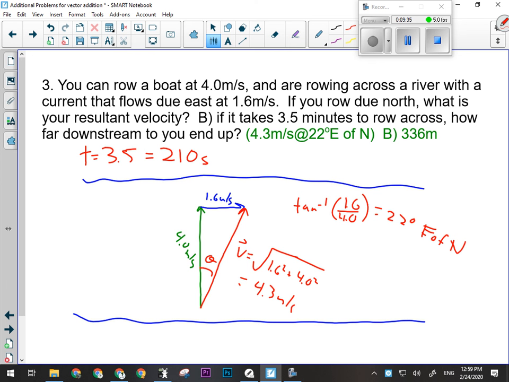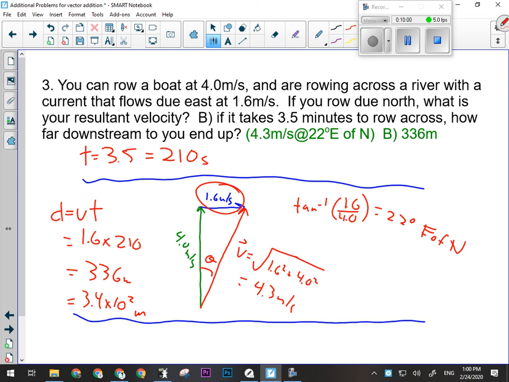Now that I have that and I know how fast I'm going downstream, that's that number, the distance downstream is v times t. So our 1.6 times 210 seconds is going to give us 336 meters. Actually, we should only have two significant figures there. It should just be 3.4 times 10 to the 2 meters downstream.